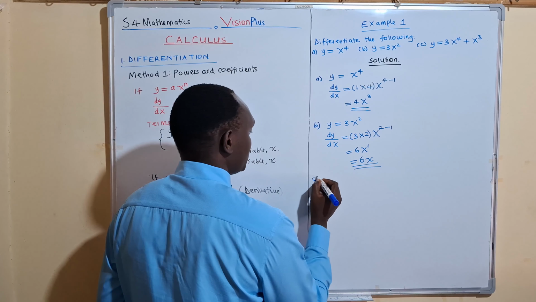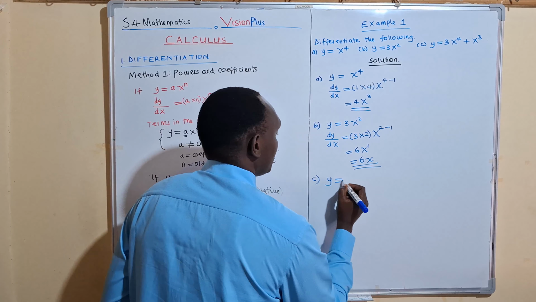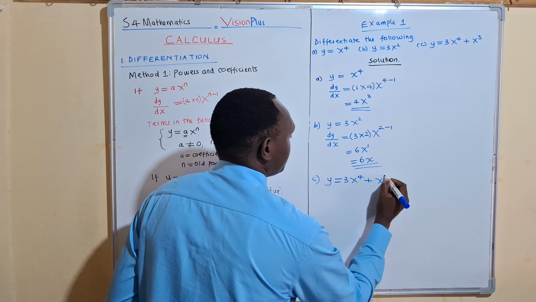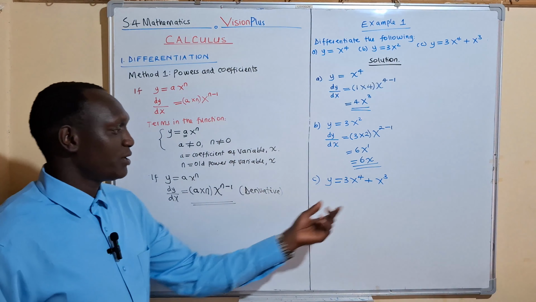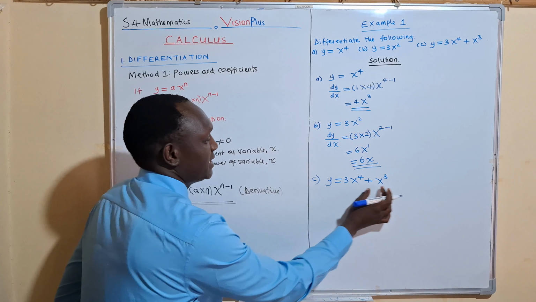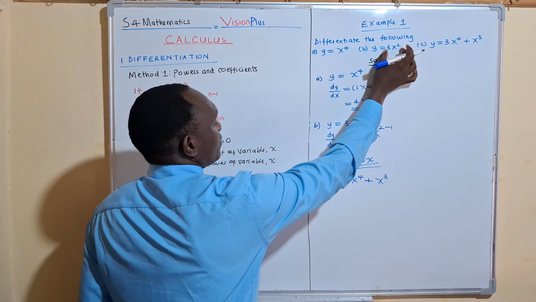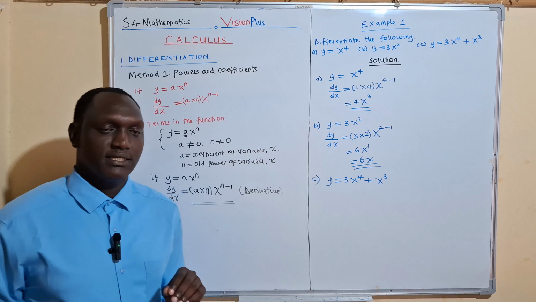Now part C, which is the last part of example 1, says that we are given the function y equals 3x power 4 plus x cubed. What do we do here? If you look at this now, we have 2 terms. This is the first term, this is the second term. But in part A, we had just a single term, also this one was a single term in part B. How do we differentiate this?